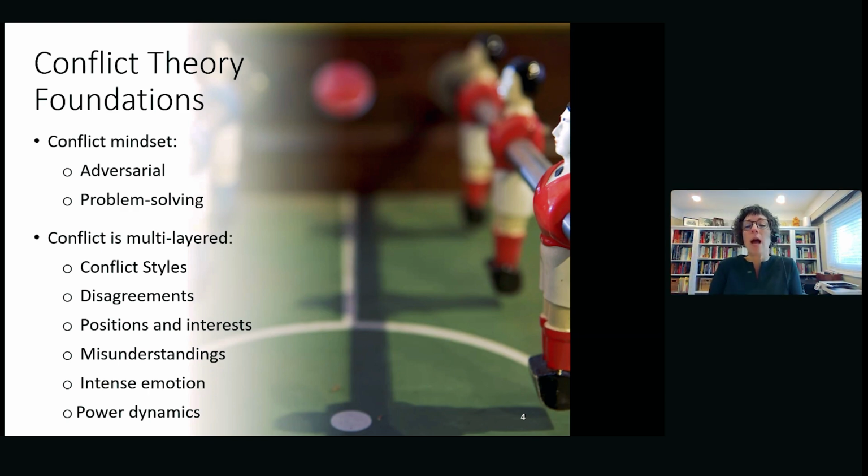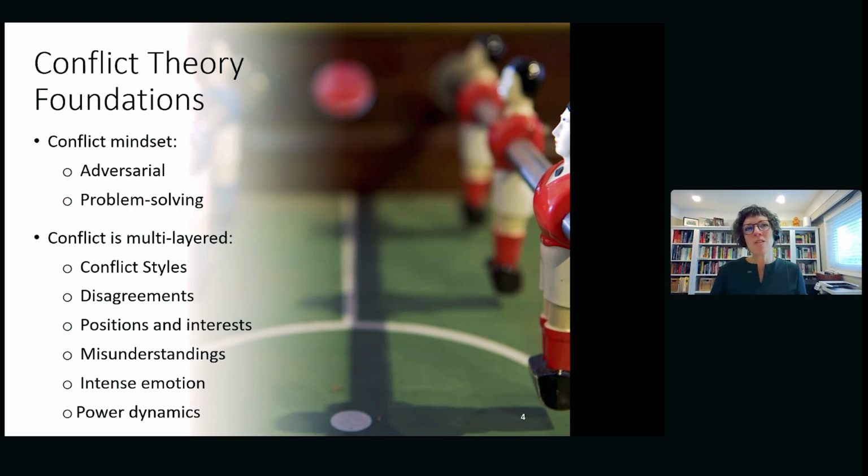And there can be all kinds of misunderstandings and misinterpretations between people who are talking about things and having a hard time together. There's also intense emotion often, and maybe a lot in current times. So our emotional reactions are at play when conflict is happening.